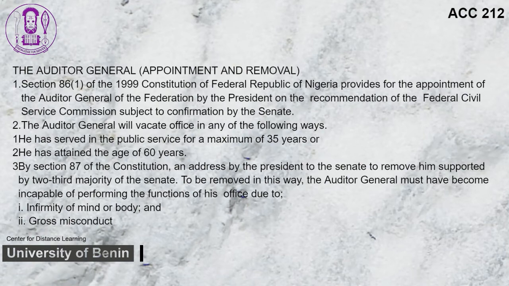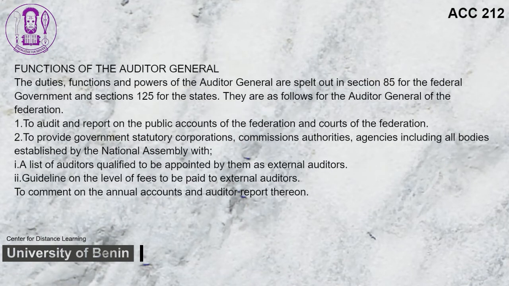1. He has served in the public service for a maximum of 35 years, or 2. He has attained the age of 60 years. 3. By Section 87 of the Constitution, an address by the President to the Senate to remove him was supported by a two-thirds majority of the Senate. To be removed in this way, the Auditor General must have become incapable of performing the functions of his office due to 1. Infirmity of mind or body, and 2. Gross misconduct.